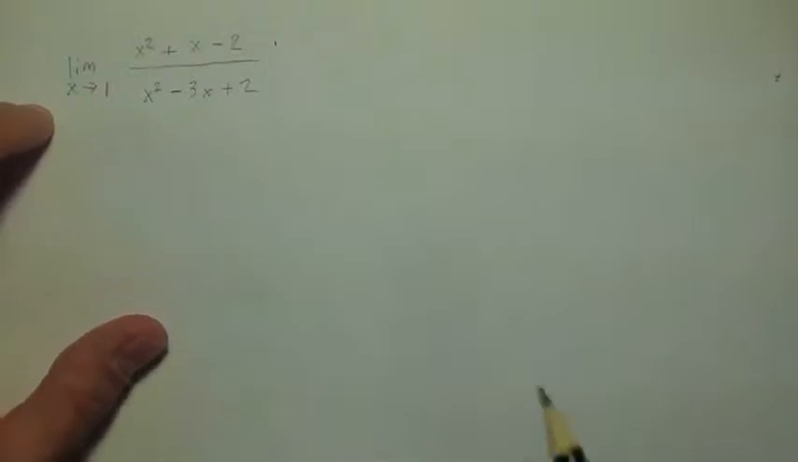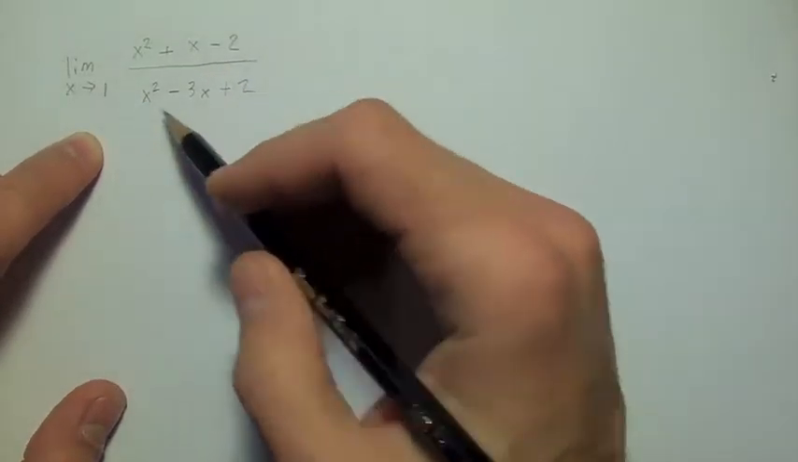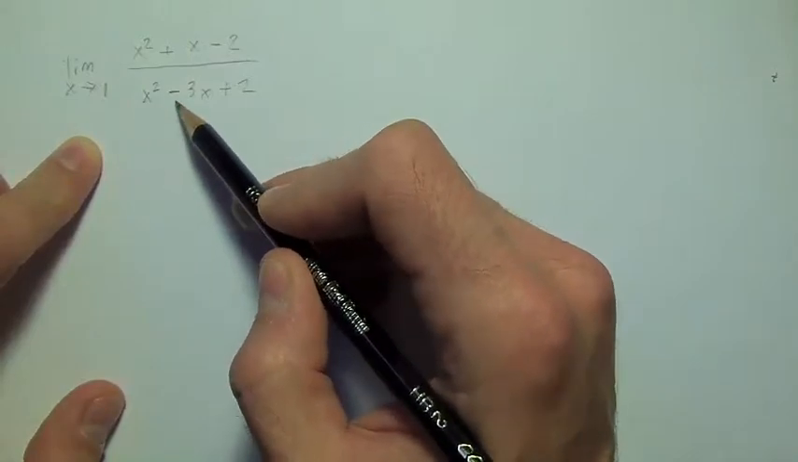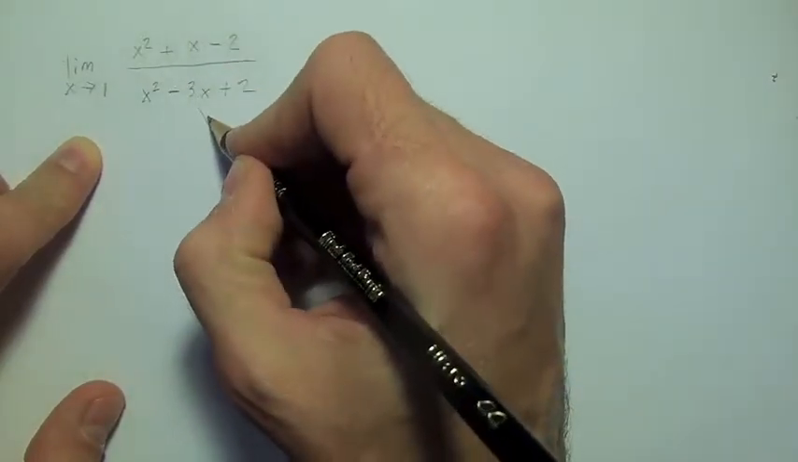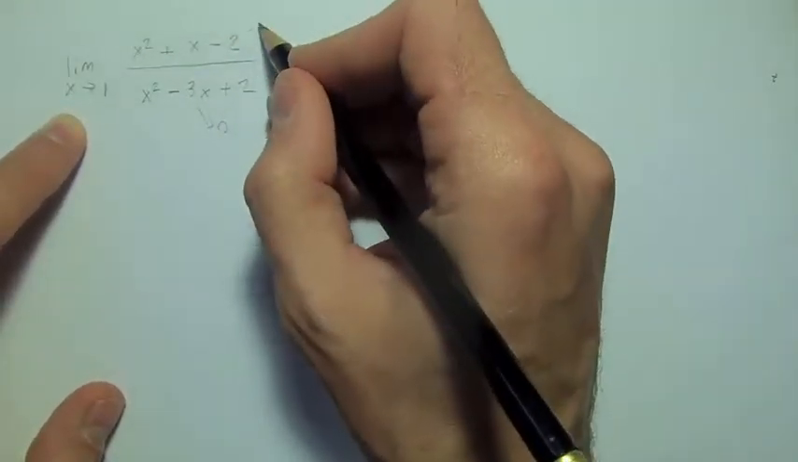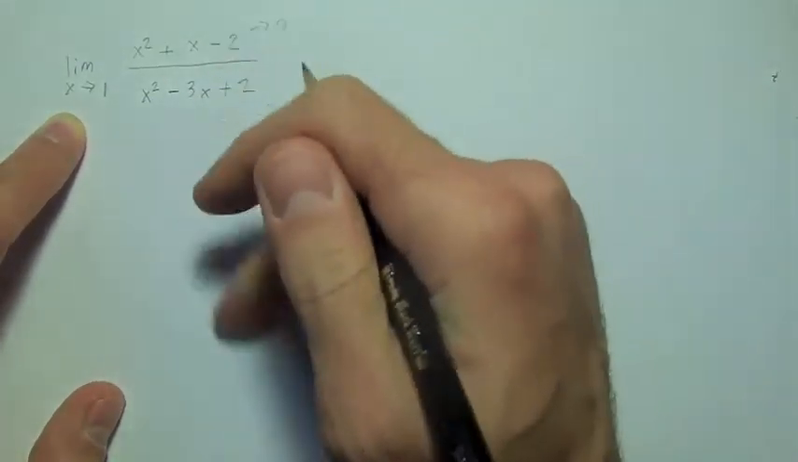All right, let's start with this example. The limit as x goes to 1 of x squared plus x minus 2 all over x squared minus 3x plus 2. So in these cases, first check by plugging in. When I plug in 1 into the denominator, I'll get 1 minus 3 plus 2. That's going to 0. And in the numerator, I'll get 1 plus 1 minus 2. That's also going to 0. So this is definitely a 0 over 0 case.